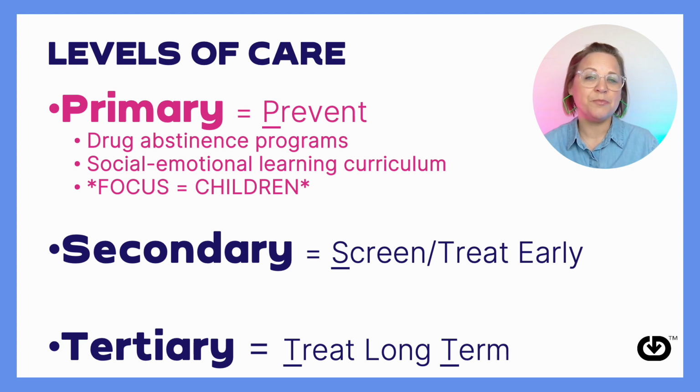And so primary prevention measures would include things like drug abstinence programs in schools and social emotional learning curriculum in schools. Here the focus is really on children, because a lot of mental health illnesses stem from childhood events. And so if we can reach out to children and support them during their most formative years, we hopefully can prevent some mental illness from happening in the first place.